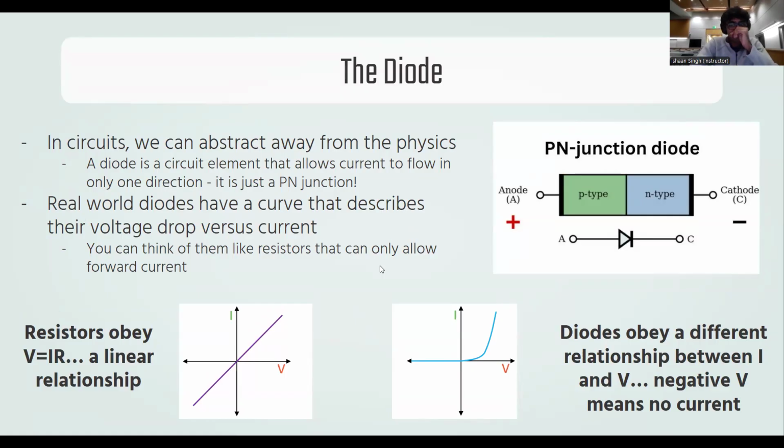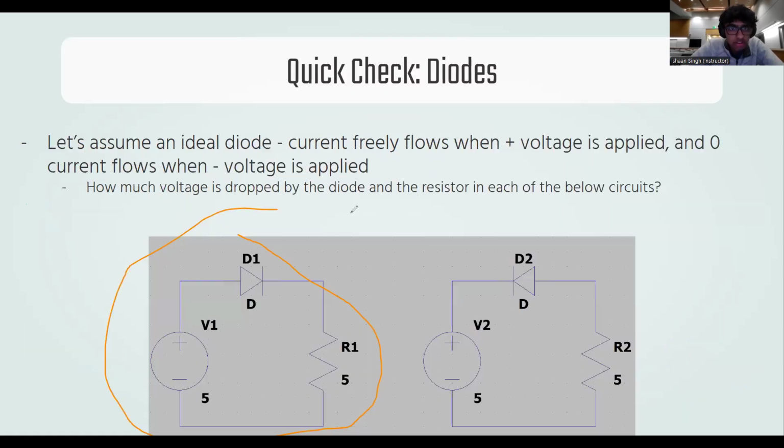So let's do a quick chat interactive. Finally, you guys get to speak and not hold your peace. Okay. So let's assume an ideal diode here. Current flows freely when a positive voltage is applied, and zero current flows when a negative voltage is applied. So for the circuit on the left, how much voltage does the diode drop and how much voltage does the resistor drop? People should give it a go.